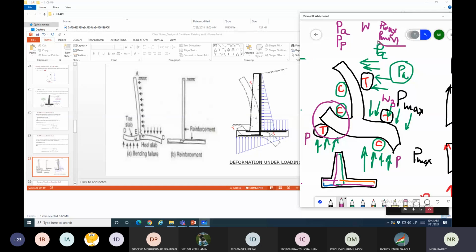The stability analysis totally depends on all these parameters: active pressure, passive pressure, weight, P max and P minimum. Depending on that, you can check whether the retaining wall is safe against overturning, safe against sliding, and within the uplift pressure that you are going to check. Once you check that your retaining wall is safe against all these failure criteria, then you are going to design the elements in terms of stem element, toe element and heel element.